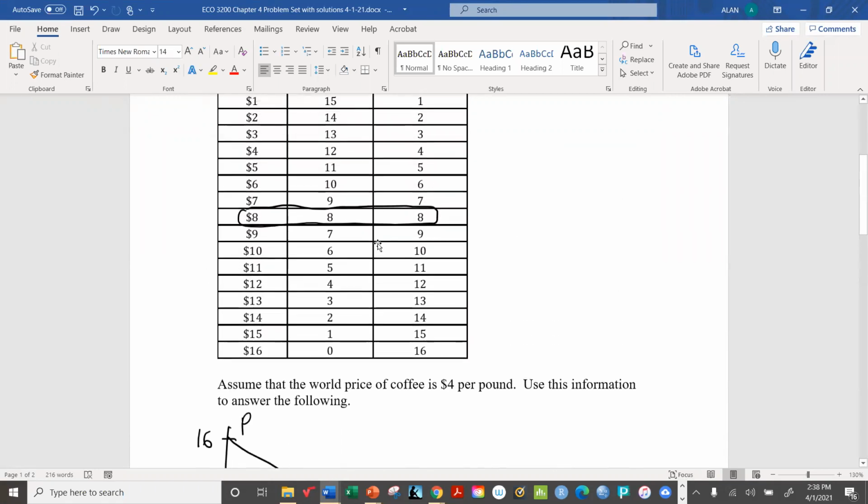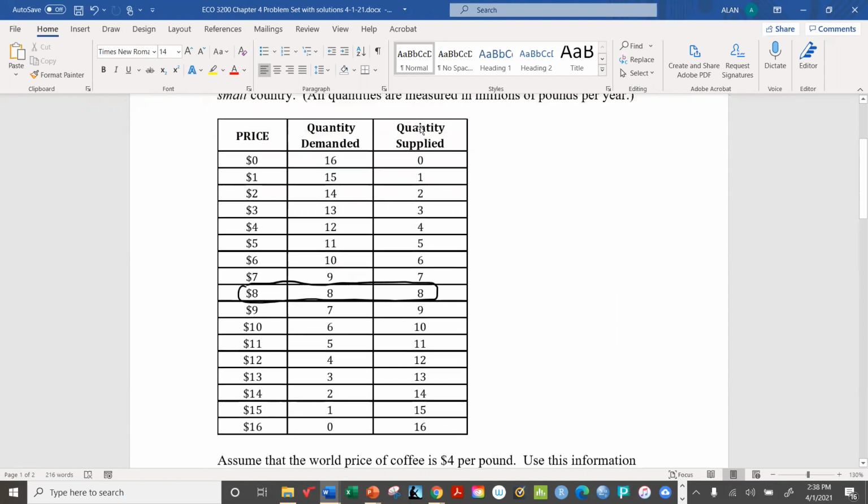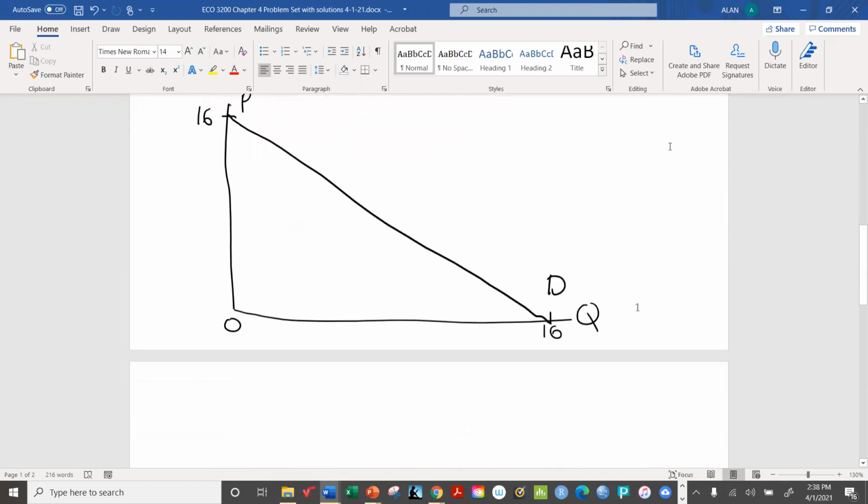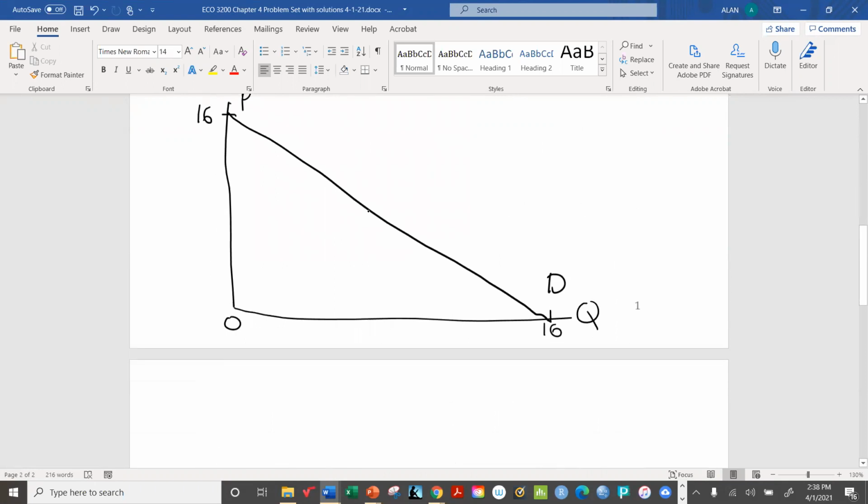Now, if you look at the supply curve, it starts at 0. When the price is 0, nothing is supplied. So here's what we have to do. We have to draw the supply curve. If you notice, they cross at $8. And at that price, the quantity demanded is 8. So this is where the supply curve will be. All right, that should do it.